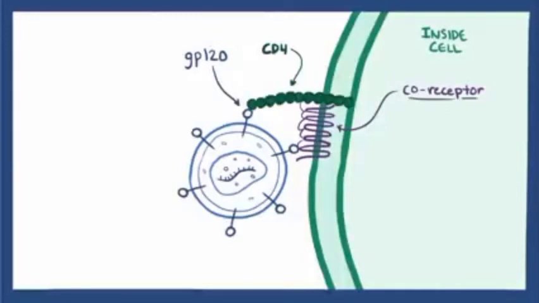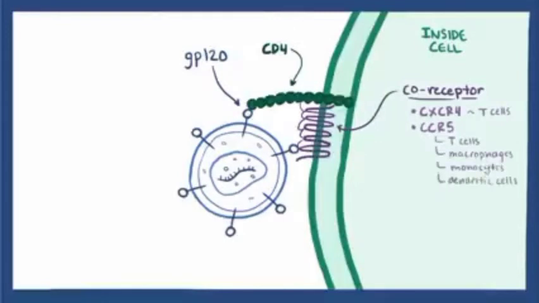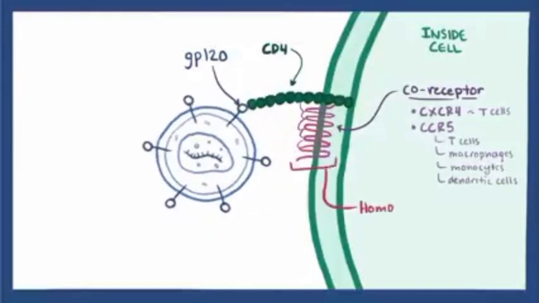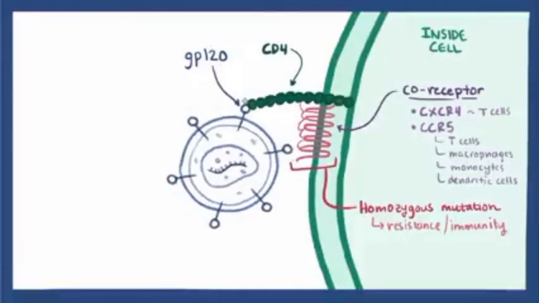The most common co-receptors that HIV uses are the CXCR4 co-receptor, which is found mainly on T cells, or the CCR5 co-receptor, which is found on T cells, macrophages, monocytes, and dendritic cells. These co-receptors are so important for HIV that some people with homozygous genetic mutations in their CCR5 actually have resistance or immunity to HIV, since HIV can't attach to them and get into the cell.